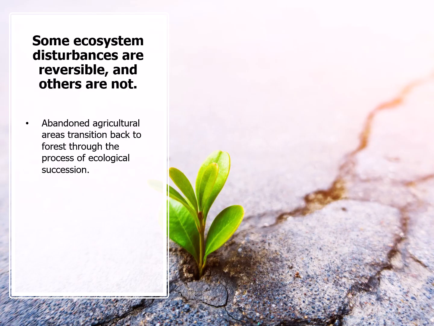Now, it's not all doom and gloom, but we still need to be realistic. Some ecosystem disturbances can be reversed. Things can come back. Abandoned agricultural areas do have a tendency to transition back to a forest, but the problem here, guys, is time. It's the amount of time that it takes for those areas to actually go back to the way that they either were or to something new that is sustainable to that environment. There are many examples of ecosystem disturbances that are not reversible.